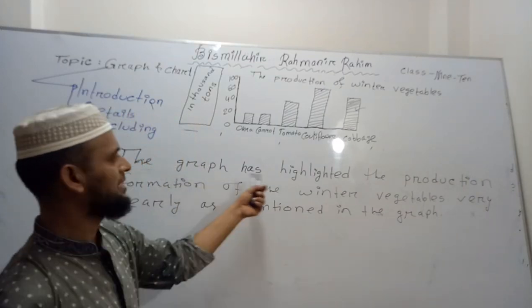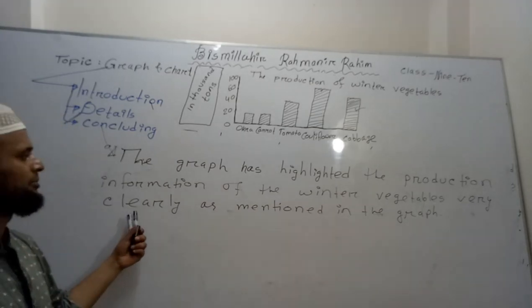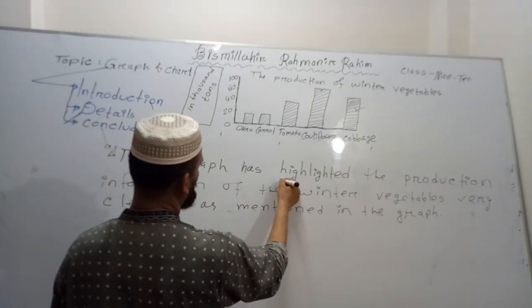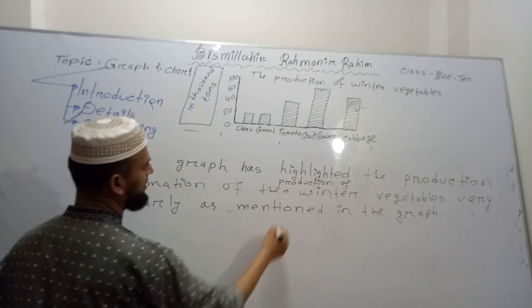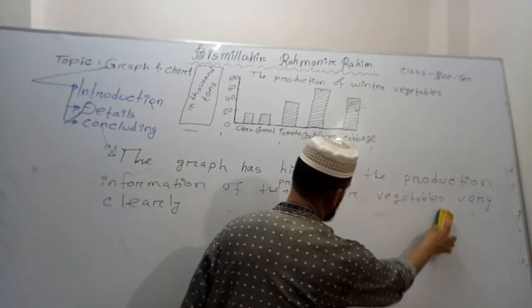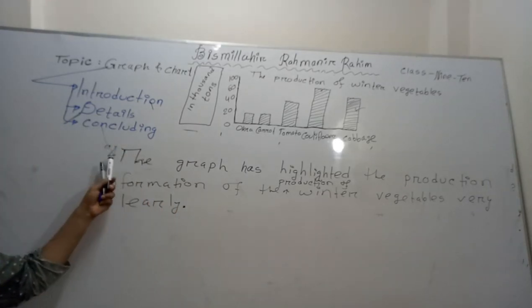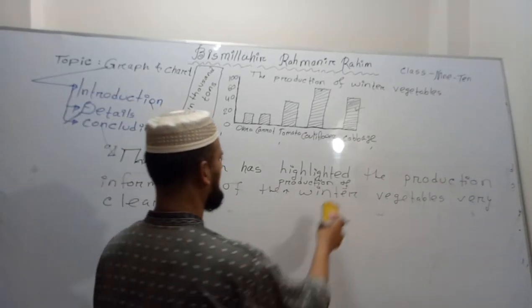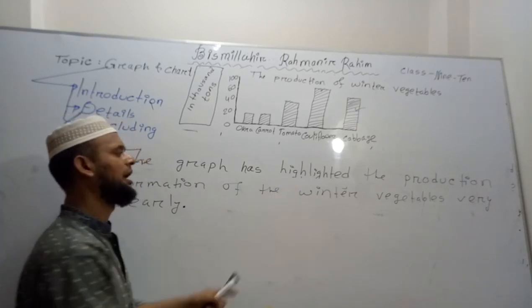Okay, dear students, the graph has highlighted the production information of the winter vegetables very clearly as mentioned. Here you can put a full stop, no need to write more. This is the concluding sentence. The graph has highlighted the production information of the winter vegetables very clearly.